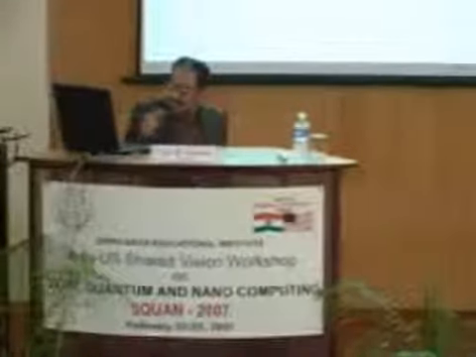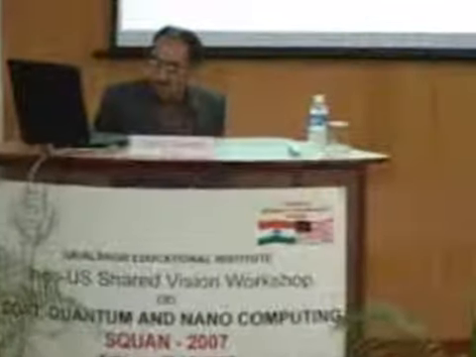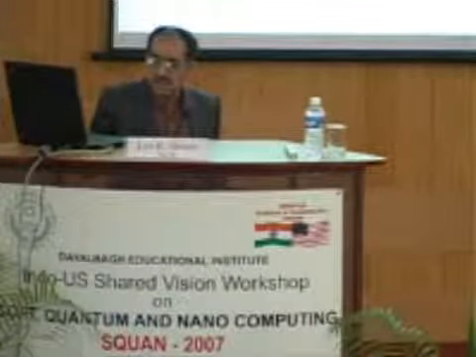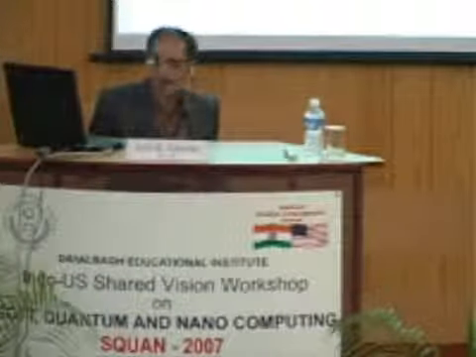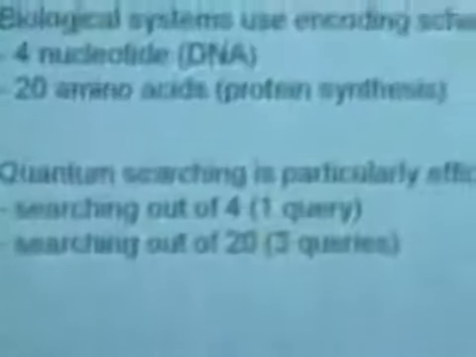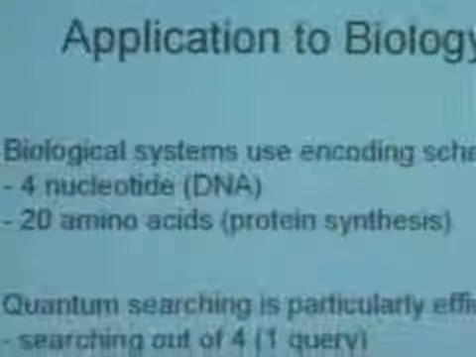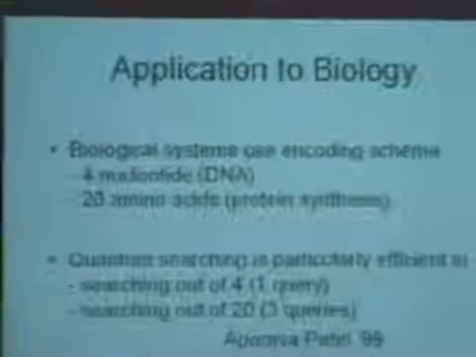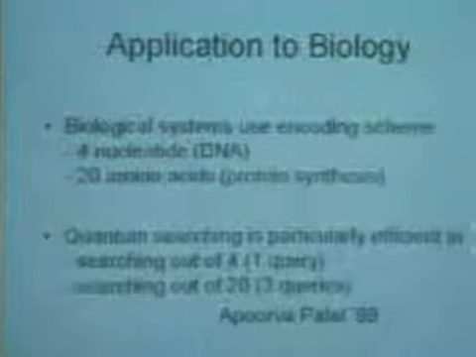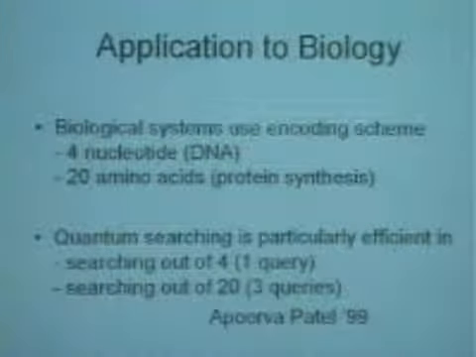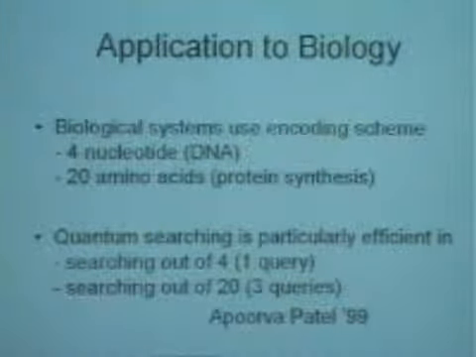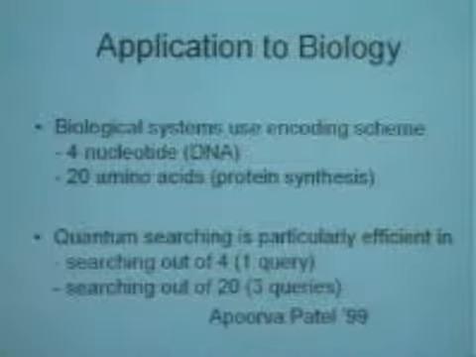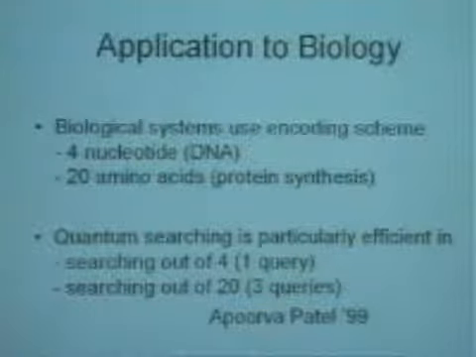What Apoorva Patel recently noticed was that quantum searching is particularly efficient in searching out of 4. It needs exactly 1 query. And searching out of 20, it needs exactly 3 queries. So this could provide an explanation for why nature has chosen to encode biological systems in this particular way.